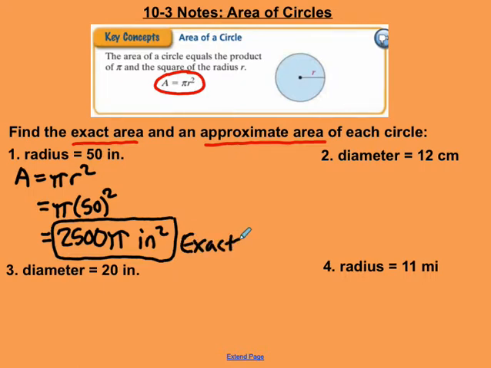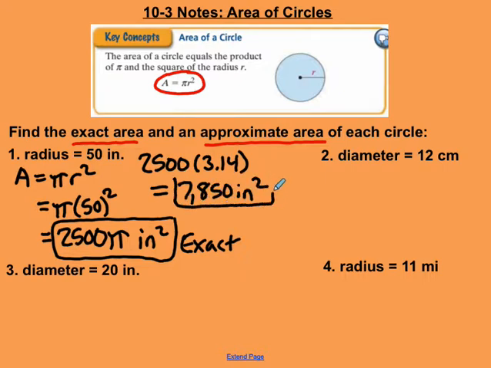To find the approximate area is when you actually multiply it out. So we'll take 2,500 times 3.14, which gives you approximately 7,850 inches squared. So this is the approximate area.